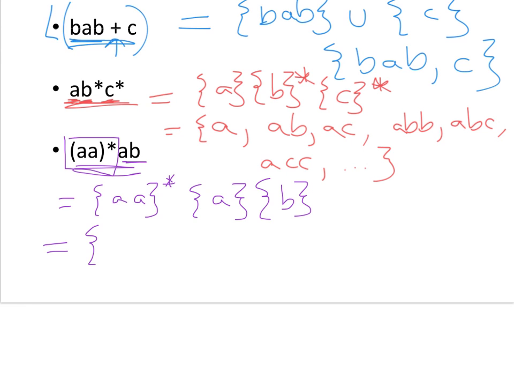Remember, this is telling me that I need to take 0 or more pairs of A's and then end with AB, so the shortest is just going to be AB. The next shortest will be AAAB. The next shortest will be take 2 pairs, and then the AB, and so on.